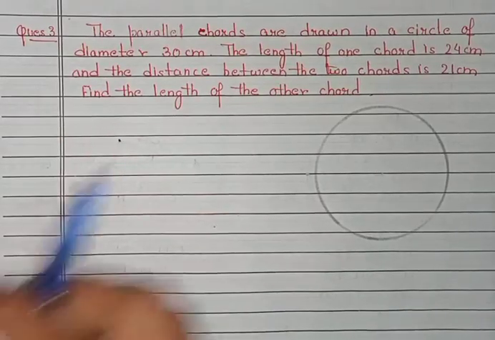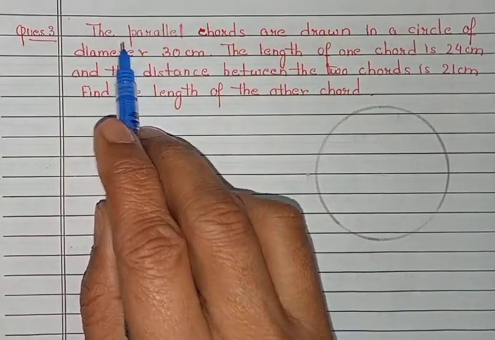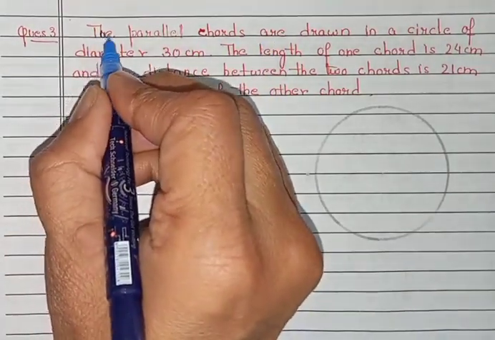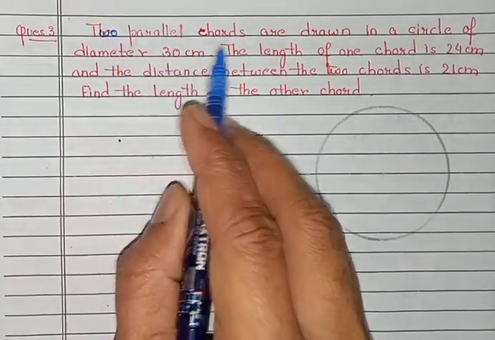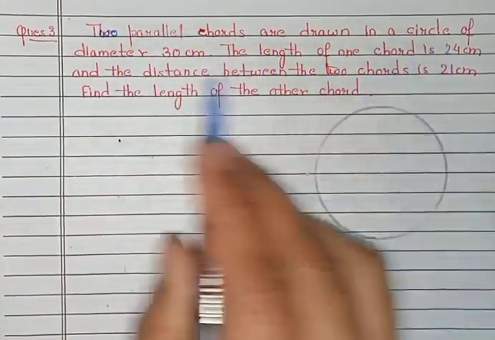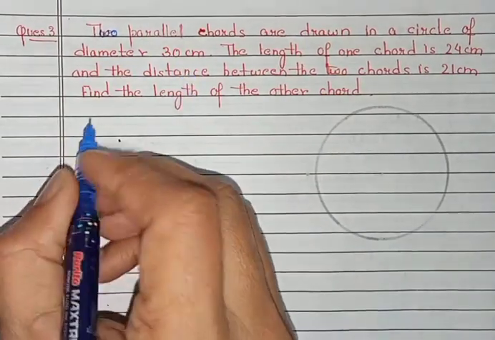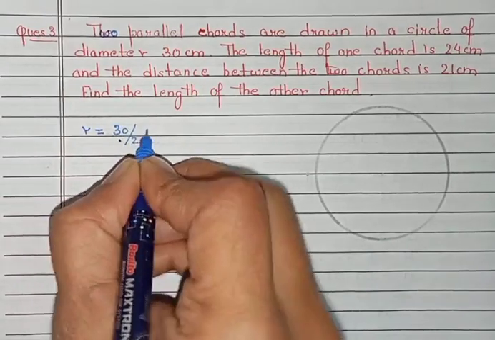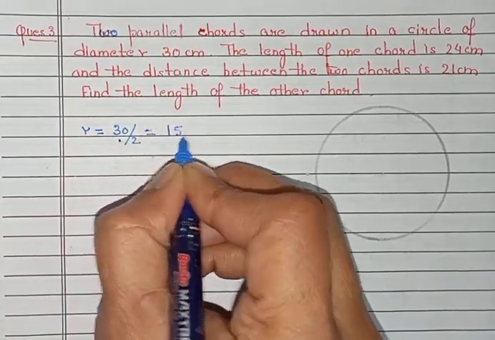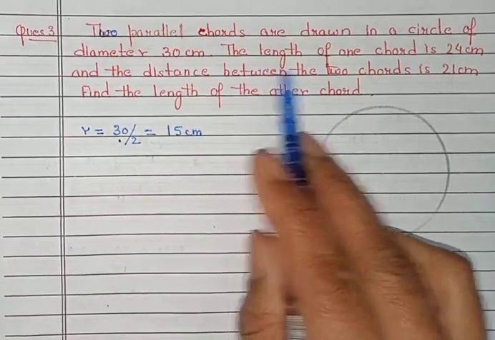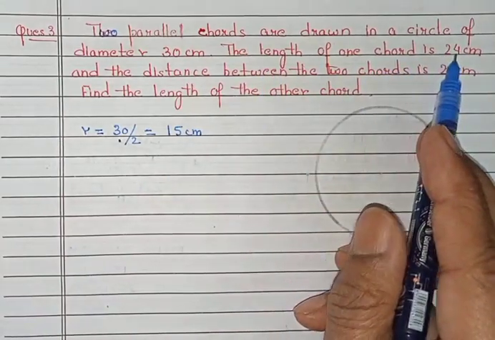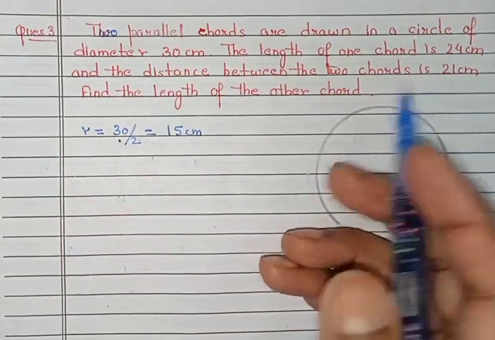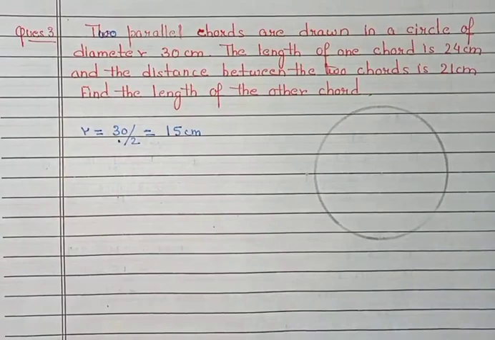In question number 3, the parallel chords are drawn, should be two parallel chords. Two parallel chords are drawn in a circle of diameter 30. As the diameter is given, so from here you can get the radius. So the radius will be 15 centimeter. The length of one chord is 24 and the distance between the two chords is 21. You have to find the length of the other chord.